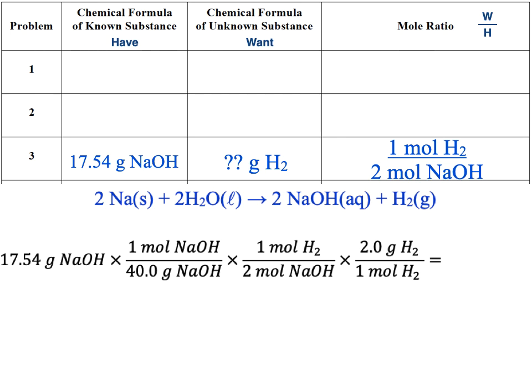So now, once again, I'm going to do my math. But before I do my math, I'm going to cross out my 2.0 and my 2 from 2 moles of sodium hydroxide. So now my math is simply 17.54 divided by 40.0. When I do that, I get a grand total of 0.4385 grams of hydrogen. Since I started with 4 significant digits, I must end with 4 significant digits.